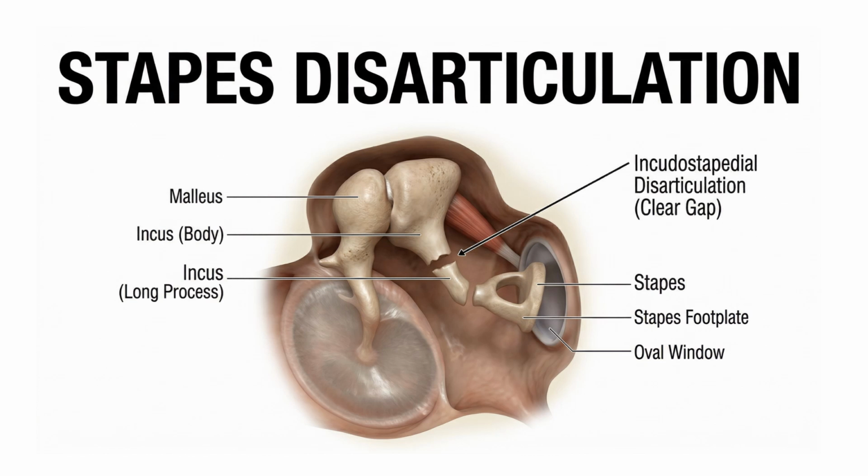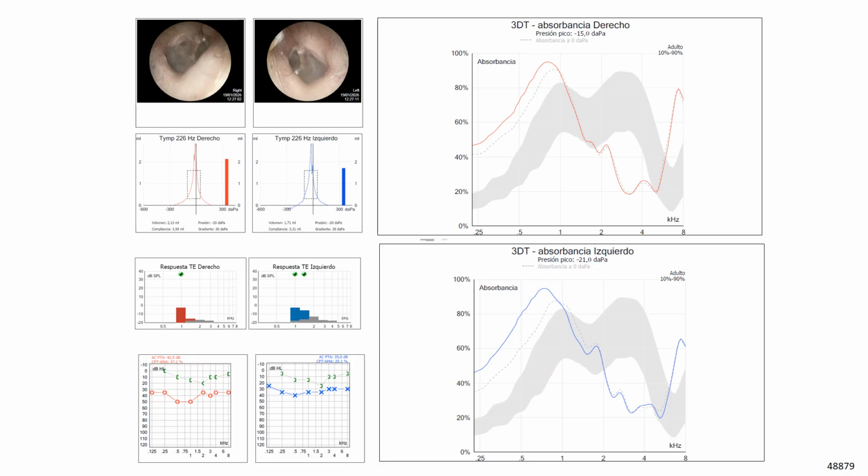This causes a conductive hearing loss. In the next slide, we will see a clinical case and its wideband absorbance pattern. In this case, 226 Hz tympanometry shows high compliance in both ears. This means there is a strong loss of stiffness in the middle ear system. In wideband absorbance, we see a clear peak around 700 to 800 Hz.